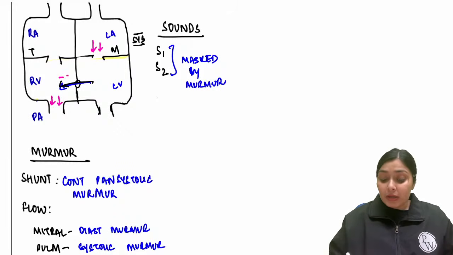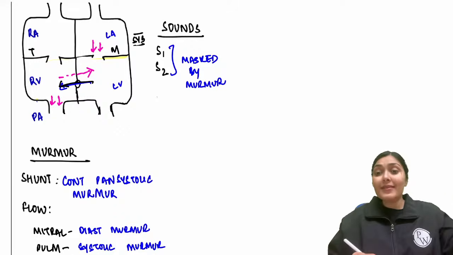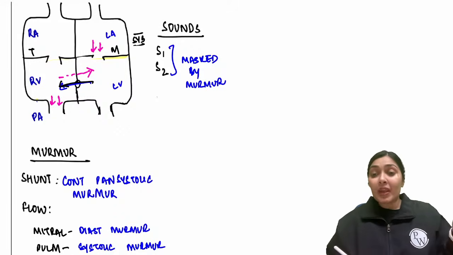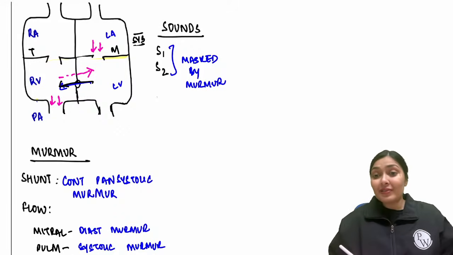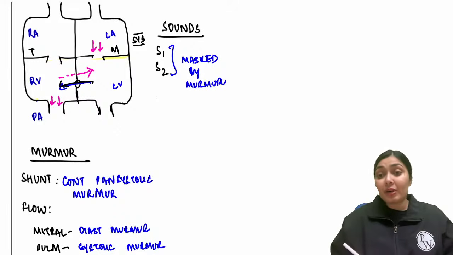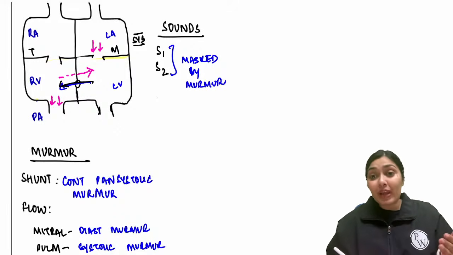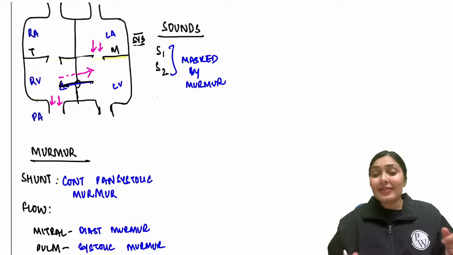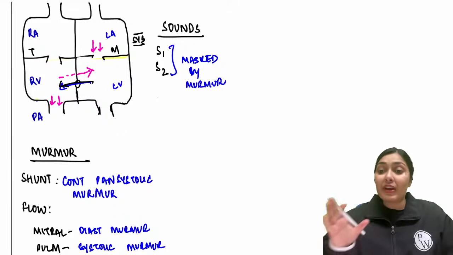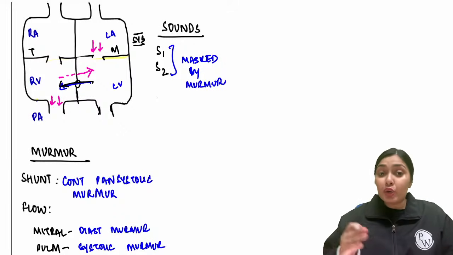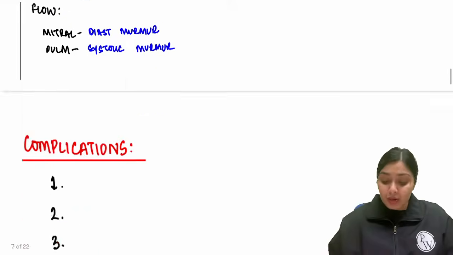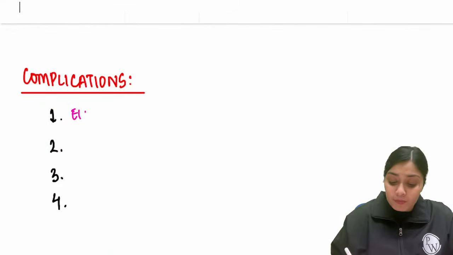Now, the right-sided blood will go to the left side. And we all know whenever there is right to left shunt, whenever the deoxygenated blood gains access to the left side, what will happen? Cyanosis will happen. And this is known as Eisenmenger Syndrome. Whenever there is reversal of this shunt to right to left, this is known as Eisenmenger Syndrome. So the first complication is Eisenmenger Syndrome.